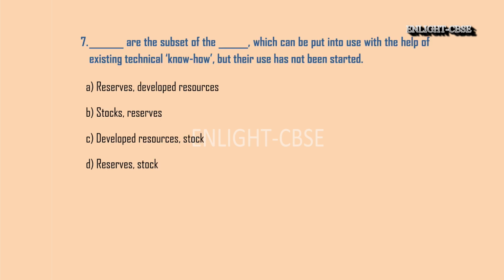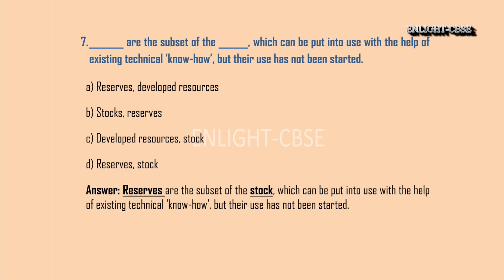Question 7. Dash are the subset of the dash, which can be put into use with the help of existing technical know-how, but their use has not been started. A. Reserves, developed resources. B. Stocks, reserves. C. Developed resources, stock. D. Reserves, stock. Answer: reserves are the subset of the stock, which can be put into use with the help of existing technical know-how, but their use has not been started.